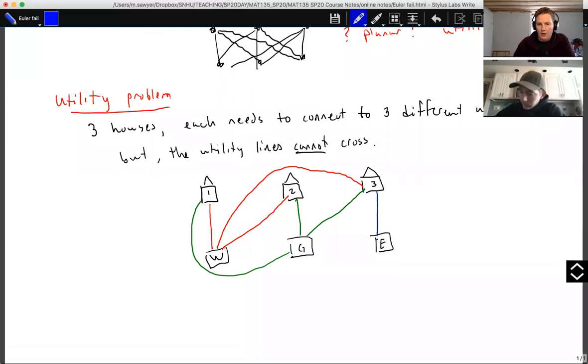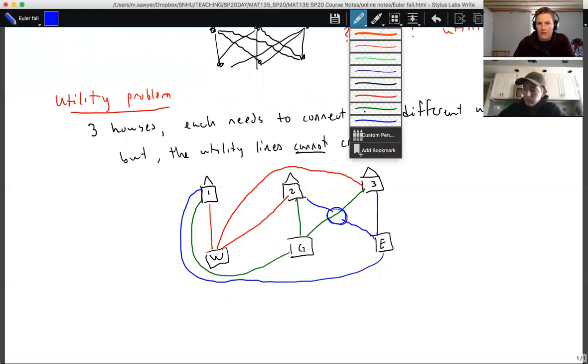I can pull it all the way down around to house 1, still without connecting. But there's no way that I can get to house 2, because if I cross over directly from house 2, I intersect the green line between gas and house 3. So that's a problem here.